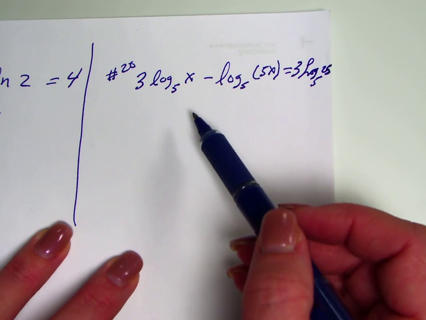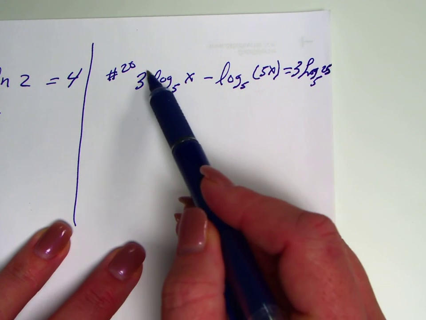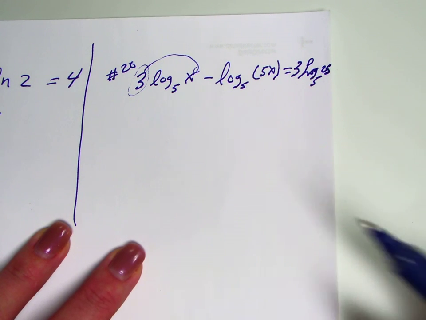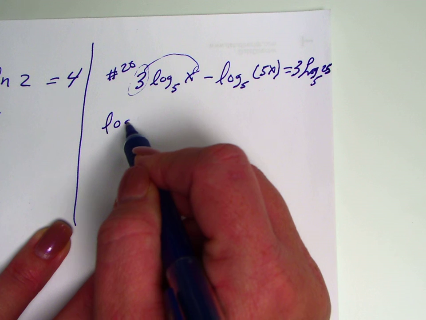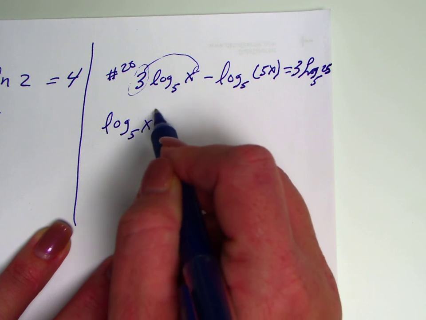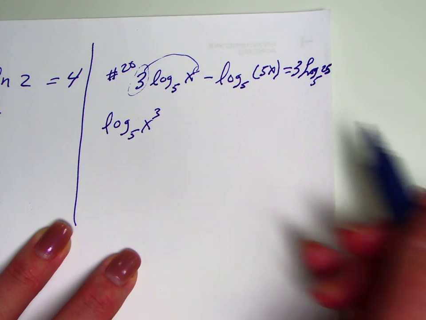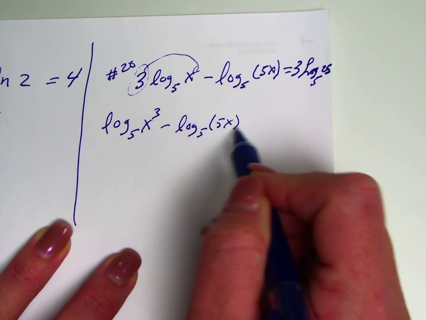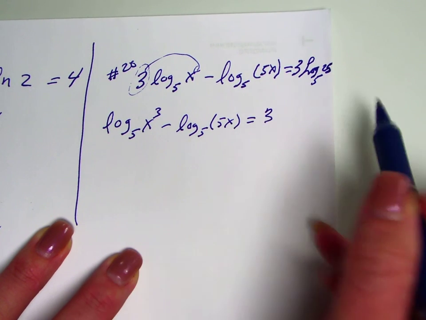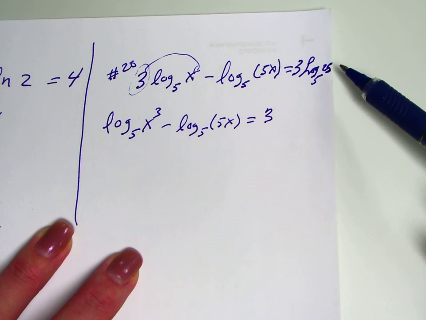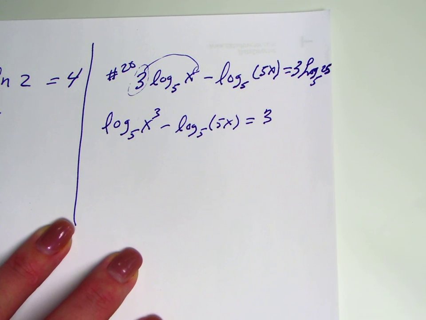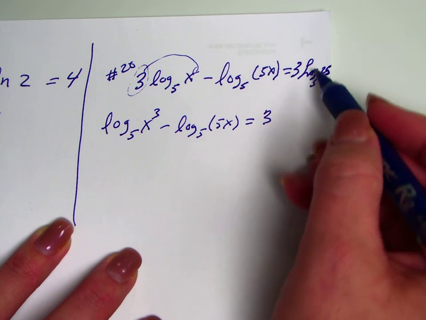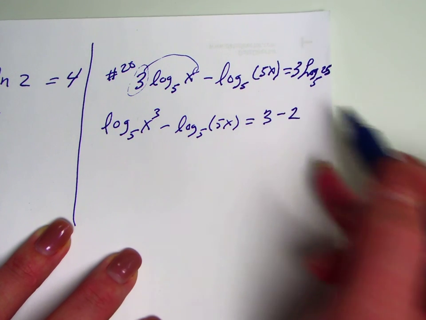So we're going to have to condense this. The first thing we're going to do is take this 3 and move it back up into the exponent where it belongs. That gives us the log base 5 of x to the third minus the log base 5 of 5x, and then we have 3 and then what is the log base 5 of 25? 5 raised to what power gives us 25? 2. So the log base 5 of 25 is 2. So this is minus 2.